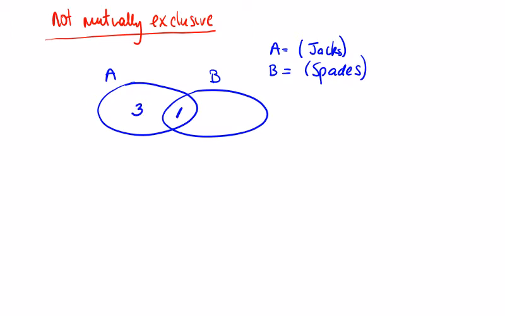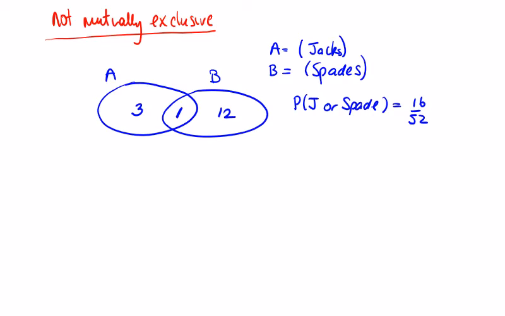And how many spades altogether? 13, which leaves 12 in here. So you can see that we have 16. We said the probability of a jack or a spade from previous was, you remember, 16 over 52? So you can see here, 3 and 1 is 4 and 12 is 16.